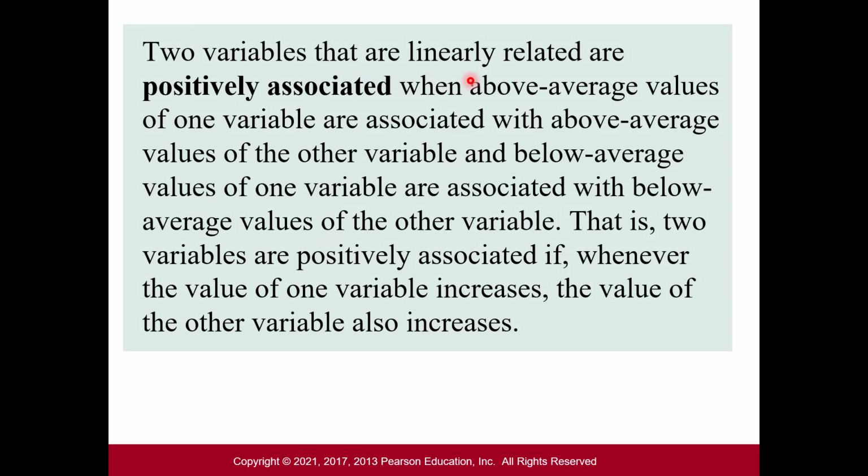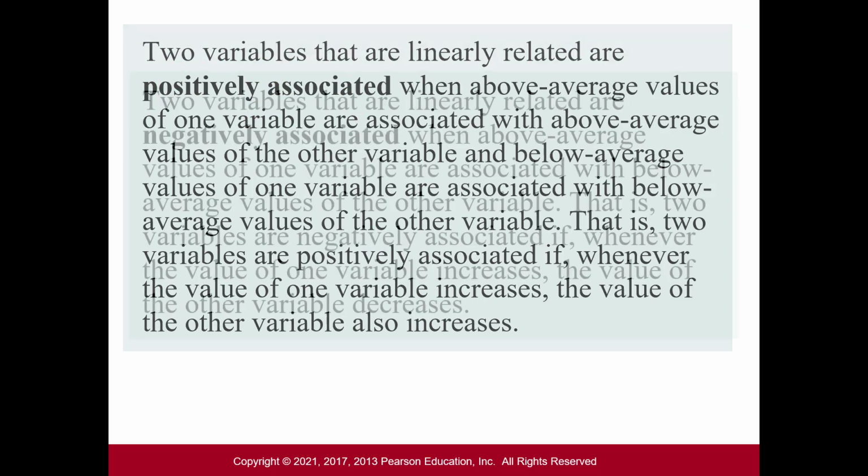So two variables that are linearly related are positively associated when above average values of one variable are associated with above average values of the other variable, and below average values of one variable are associated with below average values of the other variable. Okay, that's a little bit wordy, but basically, whenever one variable increases, so does the other one. So when one variable goes up, gets larger, so does the other variable. We say that that's positively associated.